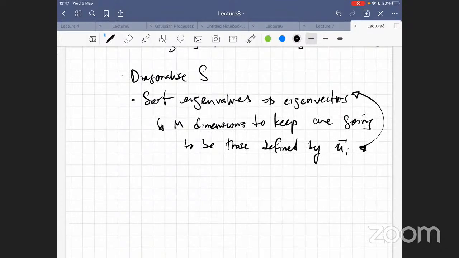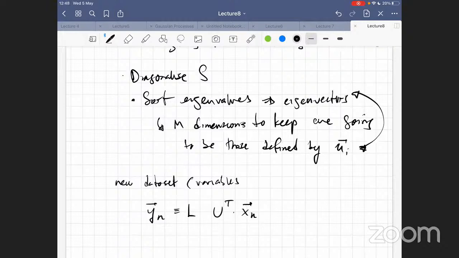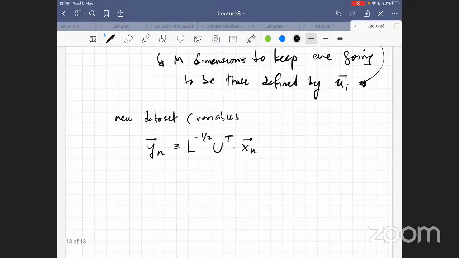The new variables, the new data set, are given for a given point n in the data set by the matrix U. This is the matrix that diagonalizes the covariance matrix, the combination of all eigenvectors, times xn, and actually multiplied by something which I will define in a moment. So just to tell you that this U is just U1, U2, up to Um, right?